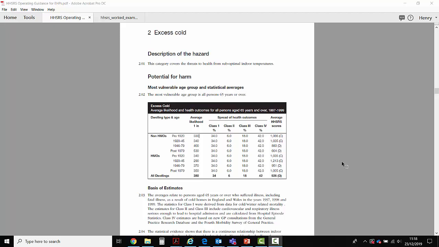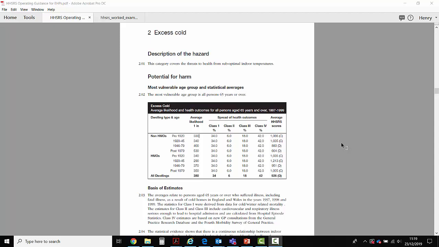So let's look first at the operating guidance. Now, the operating guidance from page 50 onwards has a list of hazard profiles. So it's a series of hazard profiles. There's one for every one of the 29 hazards. And they tell you a bit about each of the hazards.